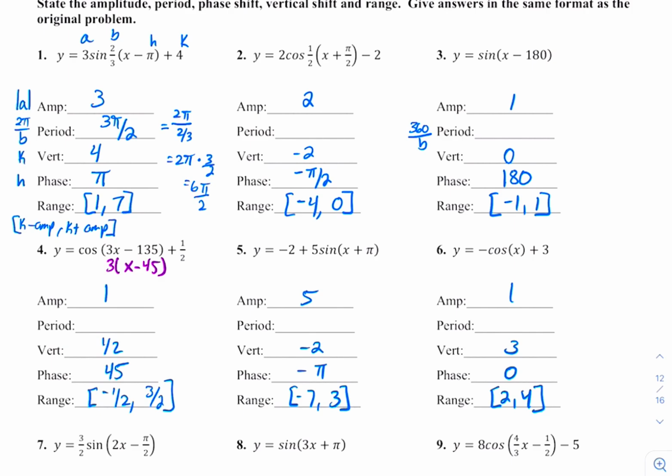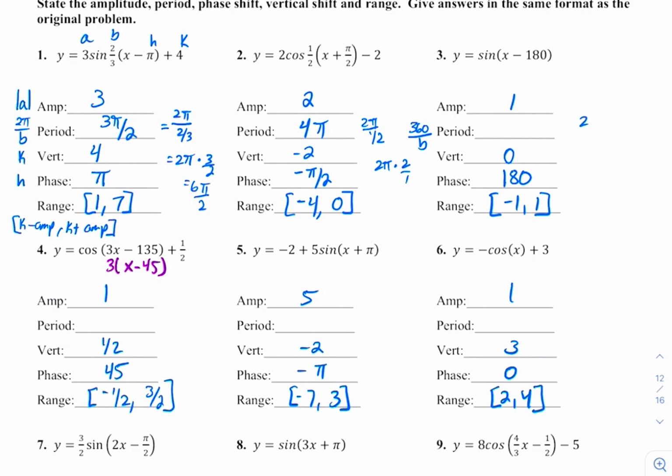And then now I'm going to go back and write the period. So we're assuming that we're in radians unless it's obvious that we're not. So this one, my b value is 1/2. So this means I'm doing 2π divided by 1/2. So 2π times 2/1. So this will be 4π.